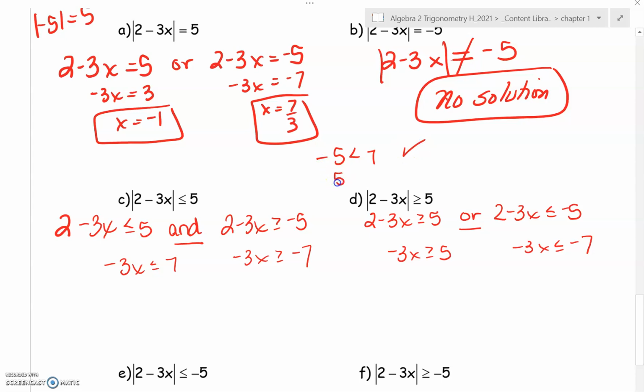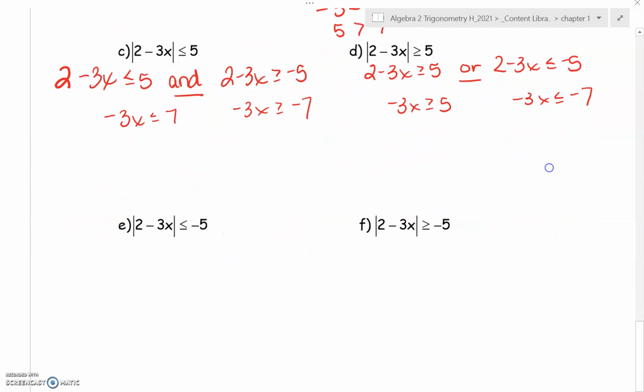But if you multiply both sides by a negative, notice you have to flip the arrow. If I had left it as a less than, it would not be true. So over here, when I divide both sides of the inequality by a negative 3, you have to remember to flip the arrow. And the same thing over here.